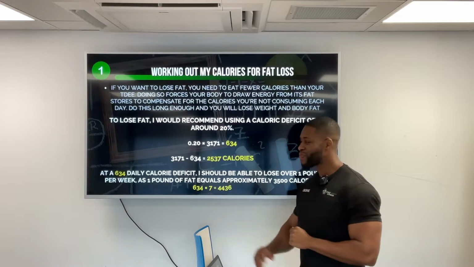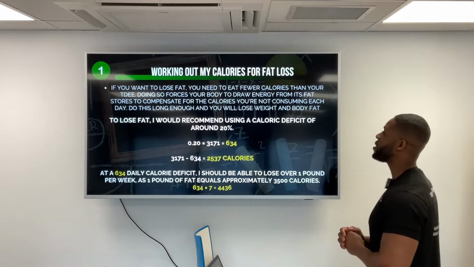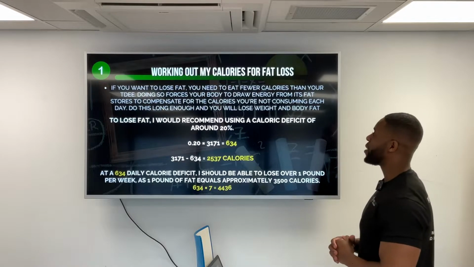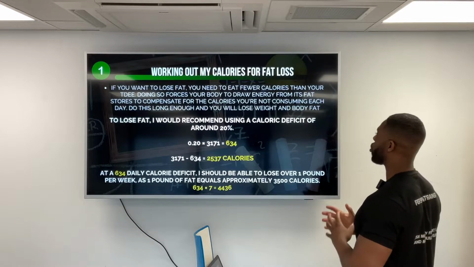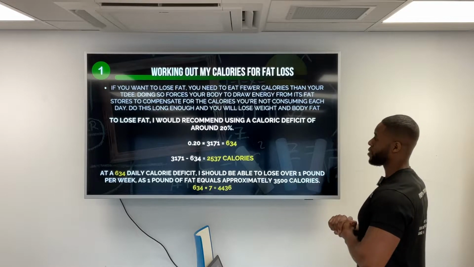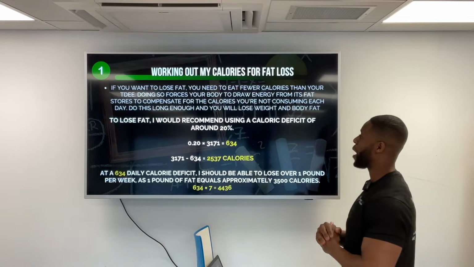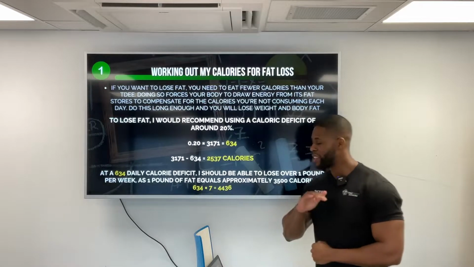Let's go. So, if you want to lose fat, you need to eat fewer calories than your TDEE. Doing so forces your body to draw energy from its fat stores to compensate for the calories you're not consuming each day. Do this long enough and you will lose weight as well as body fat. So to lose fat, I would recommend using a calorie deficit of around about 20%. Let's just get right into it.